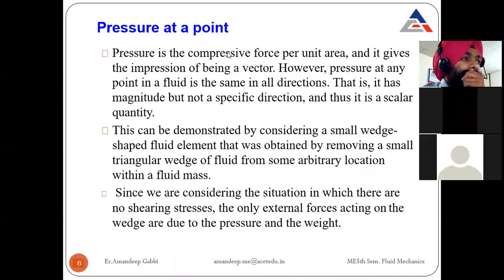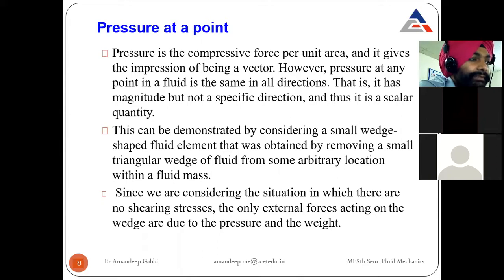So pressure at a point: pressure is compressive force per unit area. It gives the impression of being a vector. However, pressure at any point in a fluid is the same in all directions. That is, it has magnitude but not a specific direction, thus it is a scalar quantity. So pressure can be considered a scalar quantity. There is no direction to it. It occurs equally in all directions.